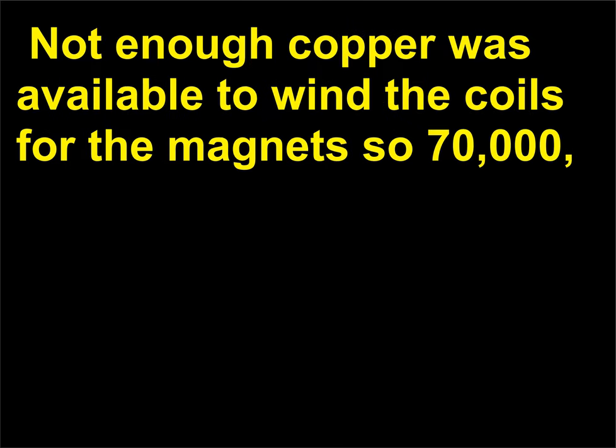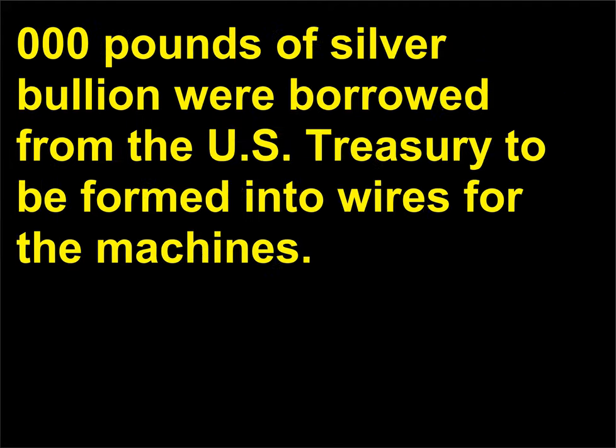Not enough copper was available to wind the coils for the magnets, so 70,000,000 pounds of silver bullion were borrowed from the U.S. Treasury to be formed into wires for the machines.